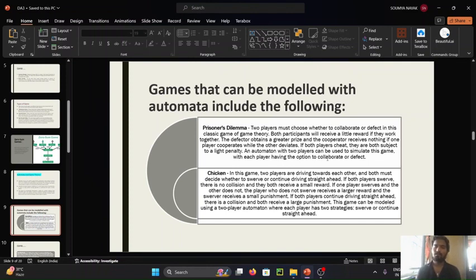Same as cooperative play: if one player cooperates with the other player, they will get some prize. If they both defect, they will get a penalty. So we can build an automaton with the two players; within this two-player schema, we can build the finite automata here.